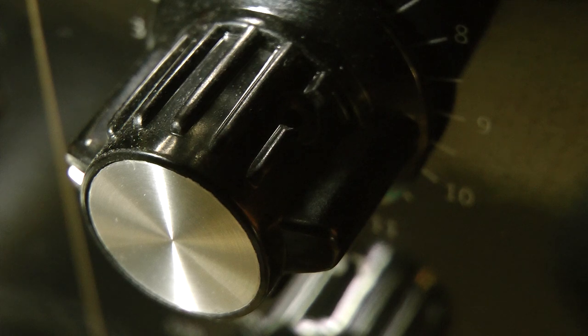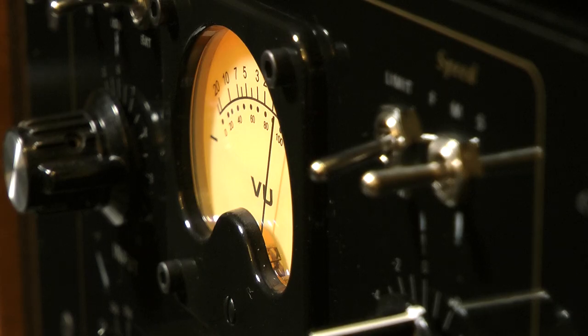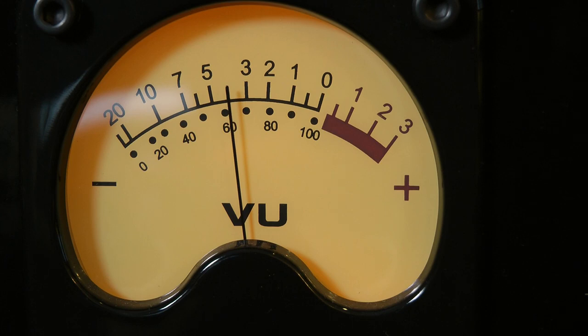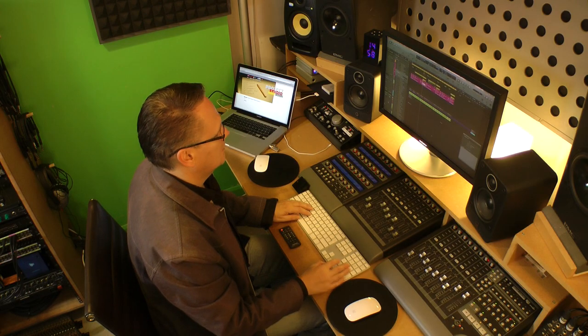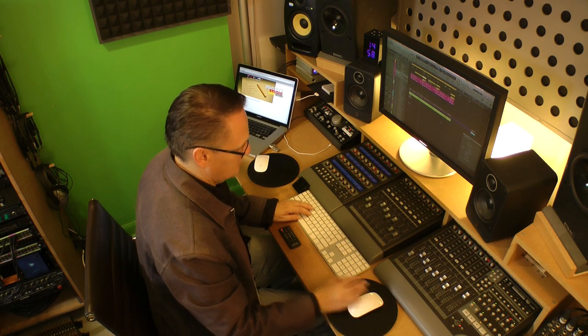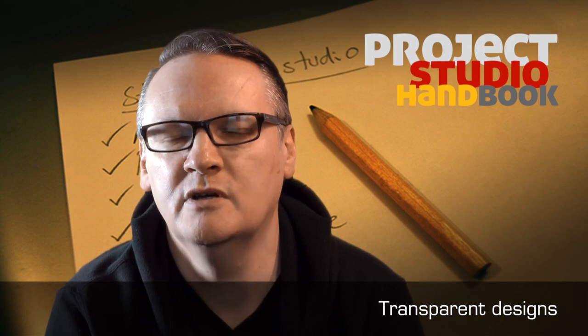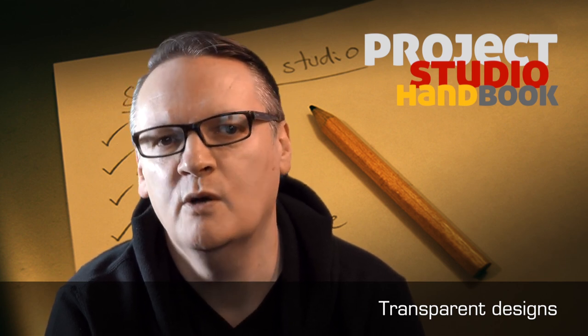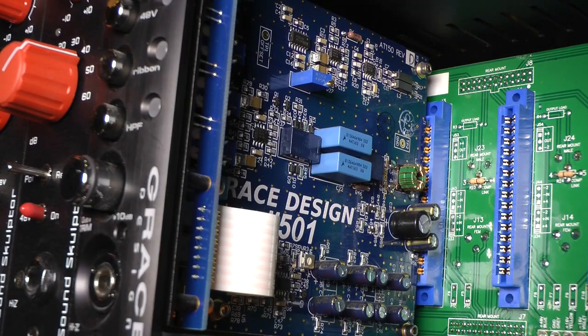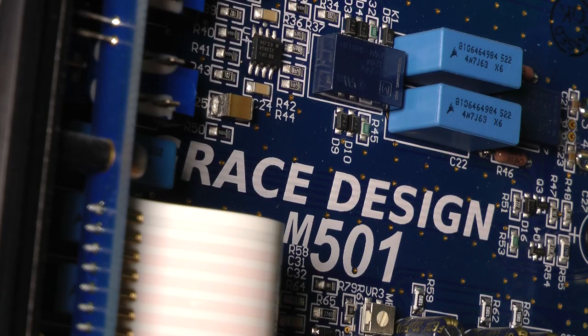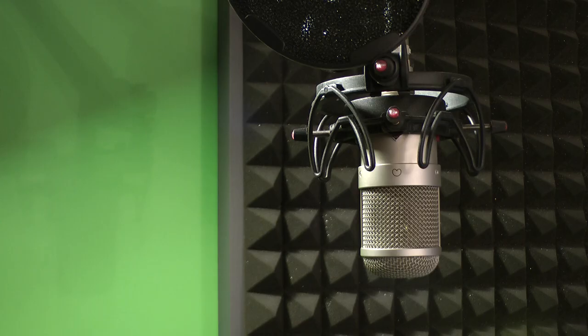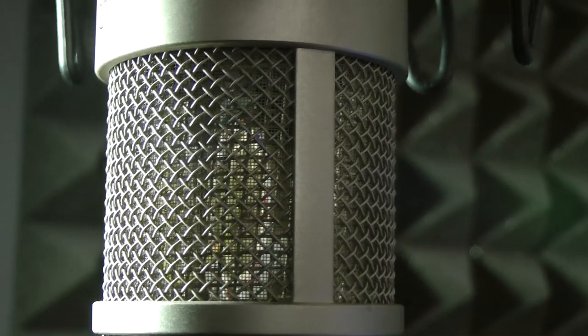Today we refer to such designs as vintage or classic, and the sound they produce has been described as silky and smooth, or having character or warmth. Modern components have advanced to a point where cost-effective, transparent designs are commonplace. Distortions are to all intents and purposes inaudible, and the full character of a microphone is revealed.